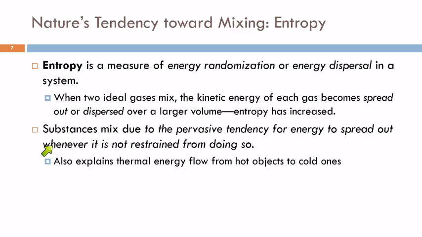So substances mix due to the pervasive tendency for energy to spread out whenever it is not restrained from doing so. This also explains how thermal energy flows from hot objects to cold objects. You take a hot piece of metal and you put it in a pot of cold water. Heat travels from the hot piece of metal into the cold water. Why? Because the thermal energy spreads out. And that is a thing that is favored by the universe. Energy spreading out.